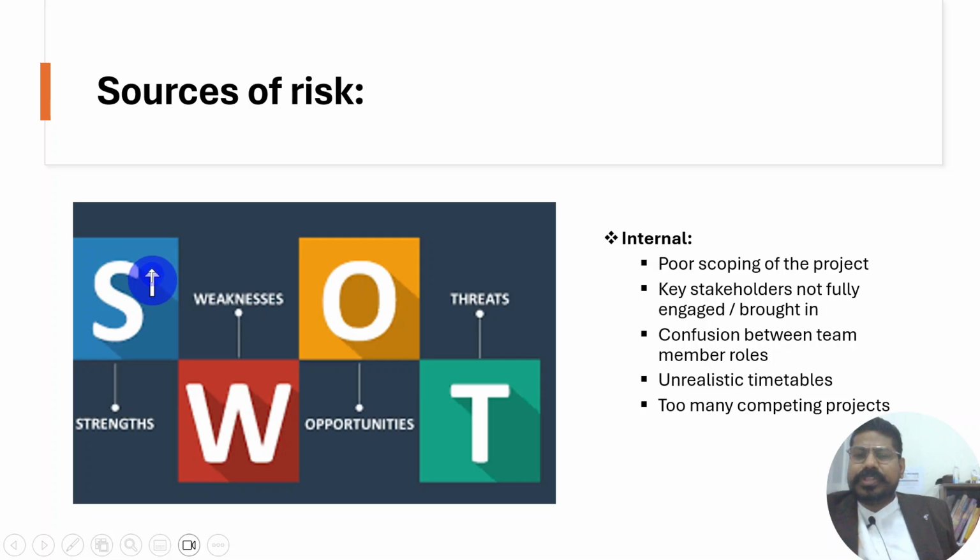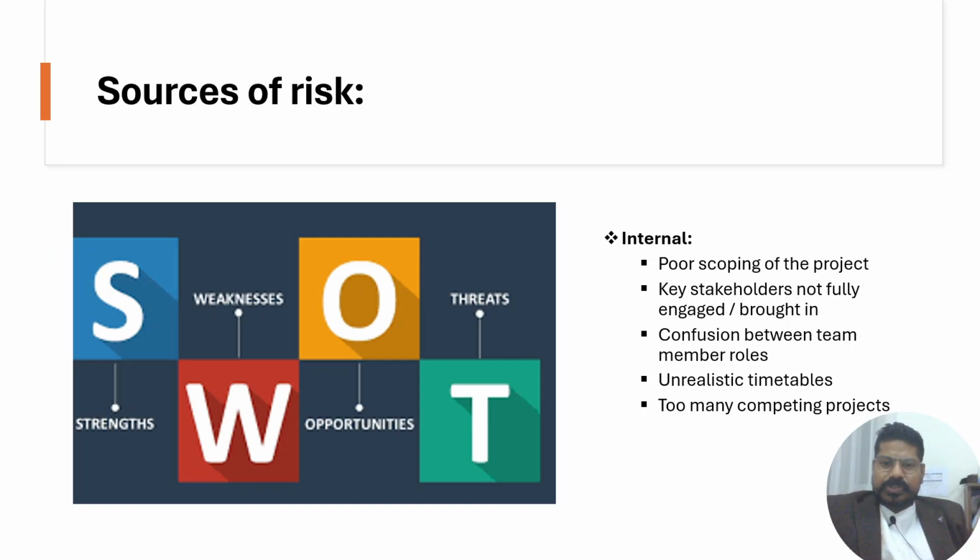So if you see, the strength and weakness are for an internal, is more like internal assessment. Based on those strengths and weakness, you find out opportunities and you find out threats. So if you see that strengths and weaknesses are more like inward looking, while opportunities and threats are more outwardly looking. Let's understand internal: poor scoping of the project, key stakeholders not fully engaged, brought in, confusion between team member roles, unrealistic timetables, too many competing projects.